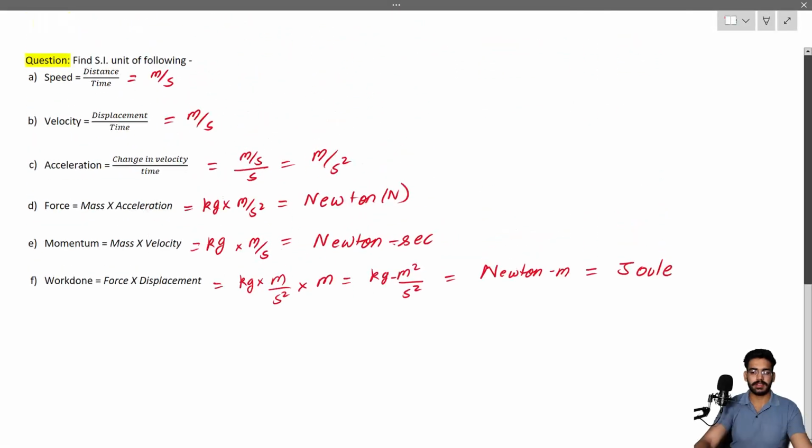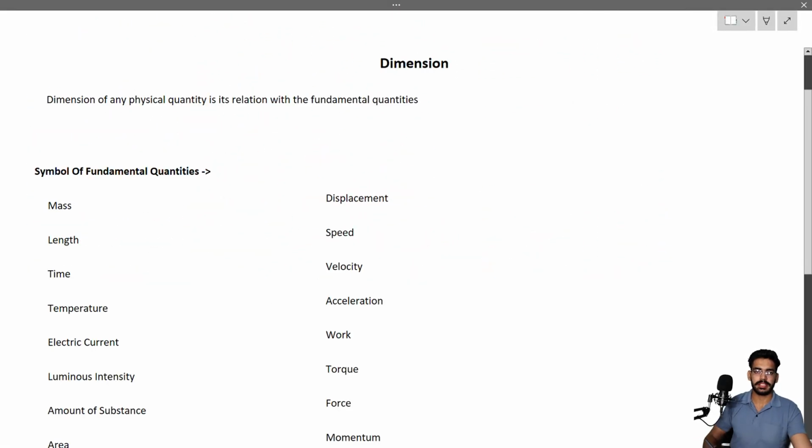Now the next thing we have is dimension. Now we are going to define dimensions of different quantities. Dimension is any physical quantity in its relation with the fundamental quantities. So for any quantity, we're going to see how it is related to the fundamental quantities and in what powers. Don't worry about that.